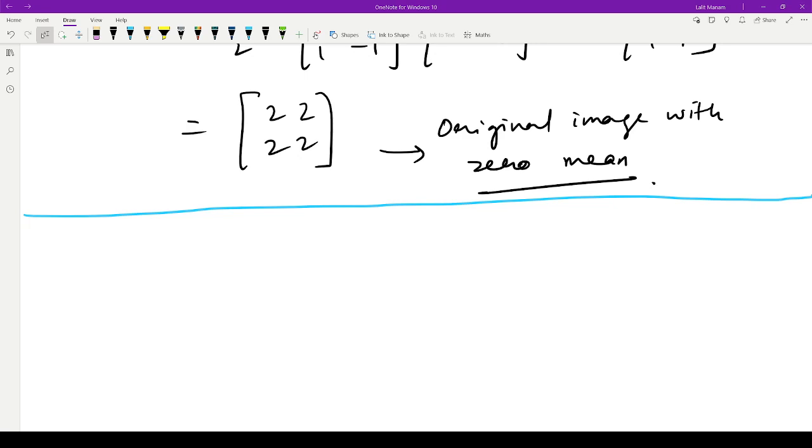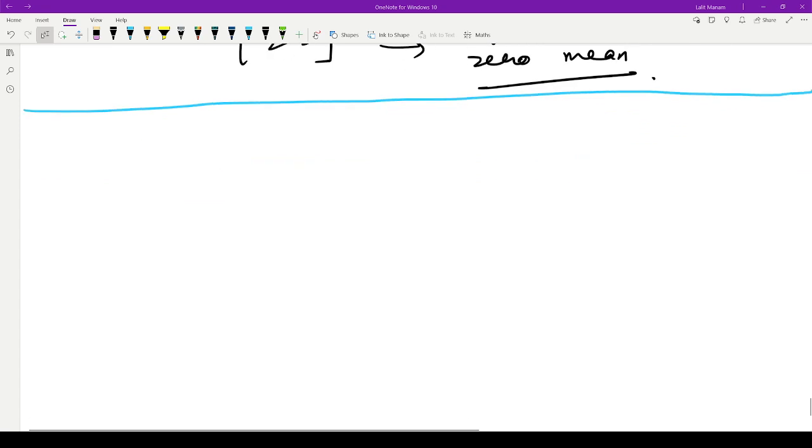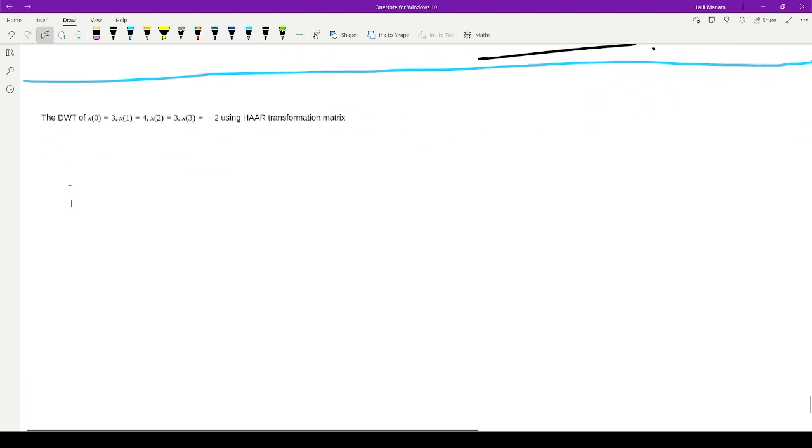Okay. We'll move on to the question. Since we read about discrete wavelet transforms as well, we'll have to see what DWT means to us. Okay, so we are given data points like this. Not data points, it's a signal. It varies with time like this: 3, 4, 3, minus 2. So what is the DWT of this specific signal? How to do it?